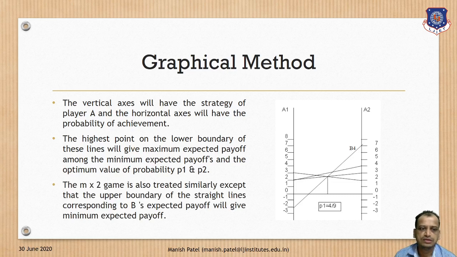Now, in the same way, for m cross 2, what will you find? You will find the upper boundary of the straight lines, and you will find the minimum point, which is this one, and this will be the minimum expected payoff. So let's see.